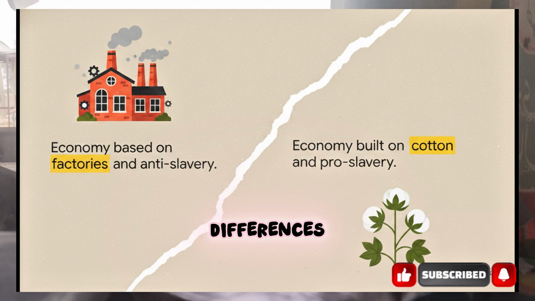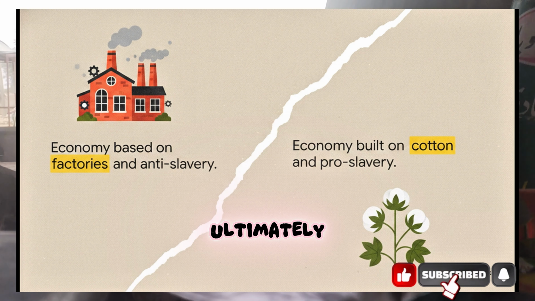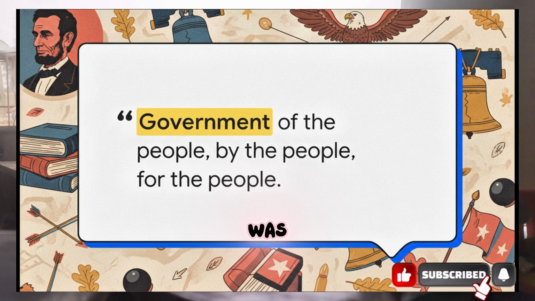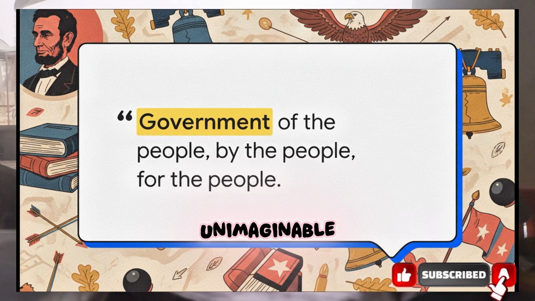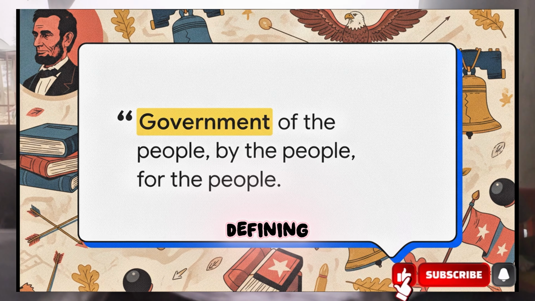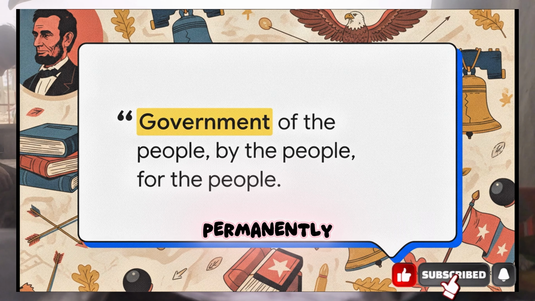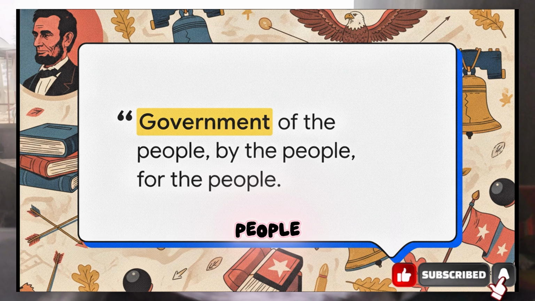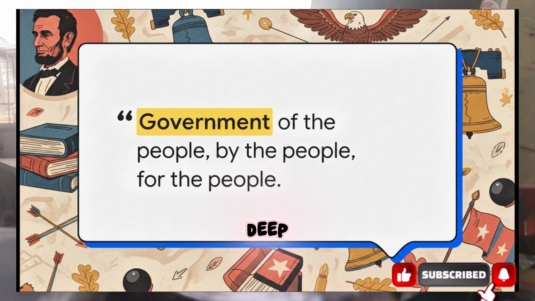These irreconcilable differences over human rights and state independence, they ultimately ignited the devastating Civil War in 1861. And the human cost of that war was just staggering, well over 600,000 lives lost. But out of that unimaginable tragedy came this truly defining moment for the American ethos. In 1863, President Abraham Lincoln stood at the site of a bloody battle in Pennsylvania and delivered the Gettysburg Address. He permanently defined the nation's democratic ideal as a government of the people, by the people, for the people. Now, the North victory did preserve the Union, but it left some deep, deep scars.